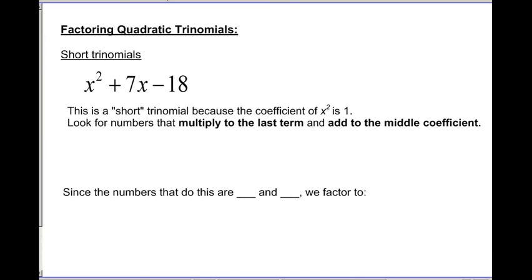The technique for factoring this, and it is a quadratic trinomial because it has an x squared in it, the technique is to look for numbers that multiply to the last term, which would be negative 18. So we need numbers that do this. Multiply to negative 18 and add to the middle coefficient, which would be 7.